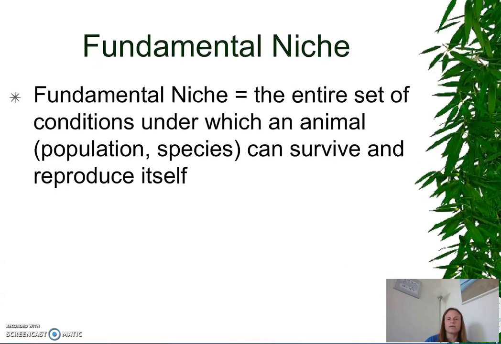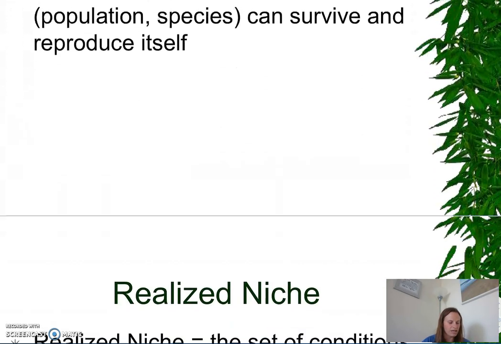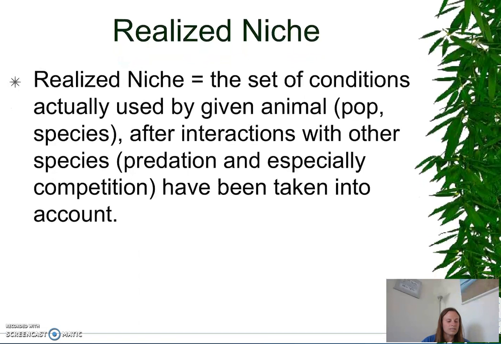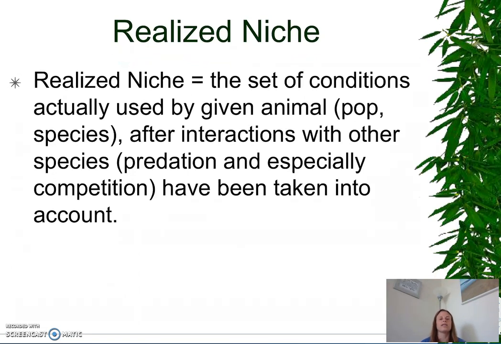And there are two different types of niches. There are the fundamental niche and the realized niche. The fundamental niche is the niche that the organism can occupy. It's the entire set of conditions under which an animal, a population, or a species can survive and reproduce itself. However, once competition is introduced, then you've got your realized niche, which is a set of conditions actually used by the given animal, the given population, the given species, after interactions with other species have been taken into account.